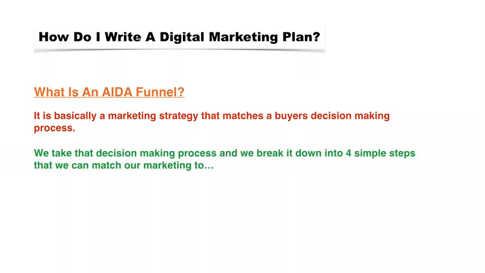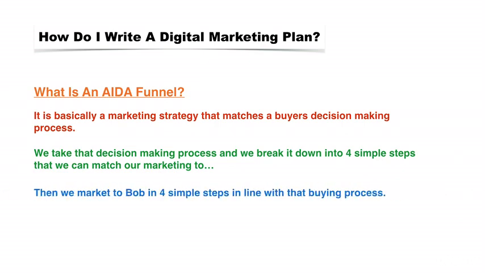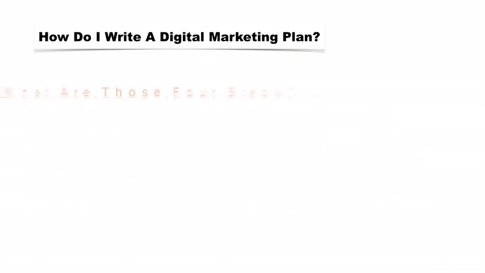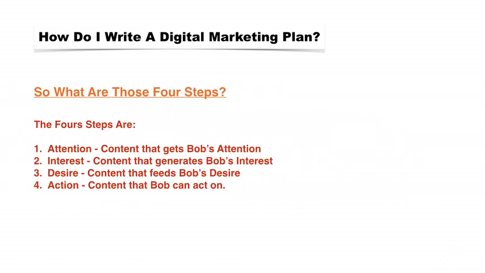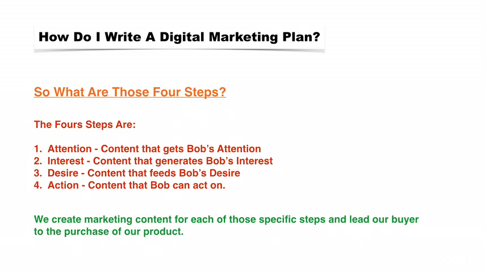So we take that decision-making process and we break it down into 4 simple steps that we can match our marketing to. Then we market to Bob in 4 simple steps in line with that buying process. So what are those 4 steps? Well, the 4 steps are attention, which is content that gets Bob's attention. Interest, content that generates Bob's interest. Desire, content that feeds Bob's desire. And action, content that Bob can act on. We create marketing content for each of those specific steps and lead our buyer to the purchase of our product.